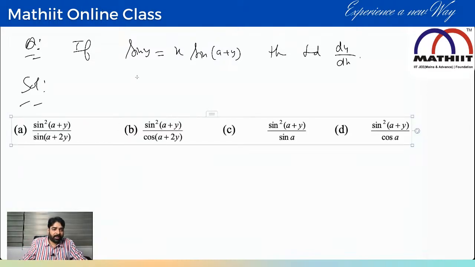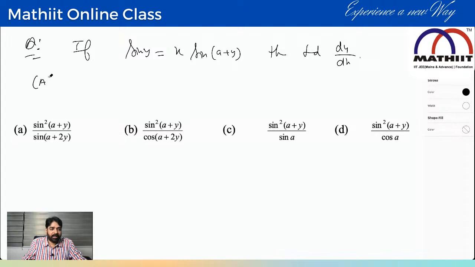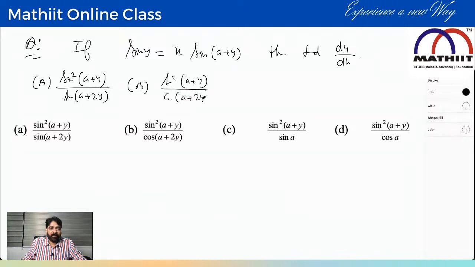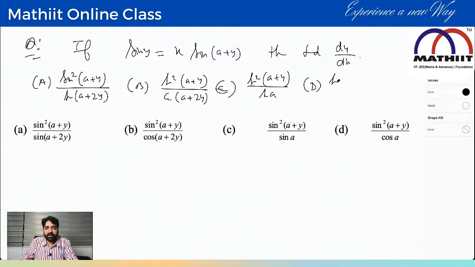I will write the options here with my hand. Option A is sin square of a plus y divided by sin of a plus 2y. Option B is sin square of a plus y divided by cos of a plus y, 2y. Option C is sin square of a plus y divided by sin a. Option D is sin square of a plus y divided by cos a.